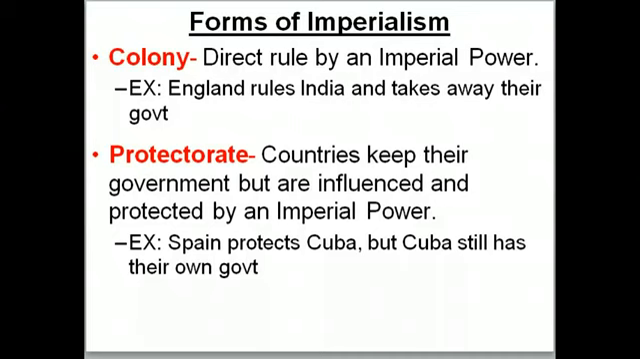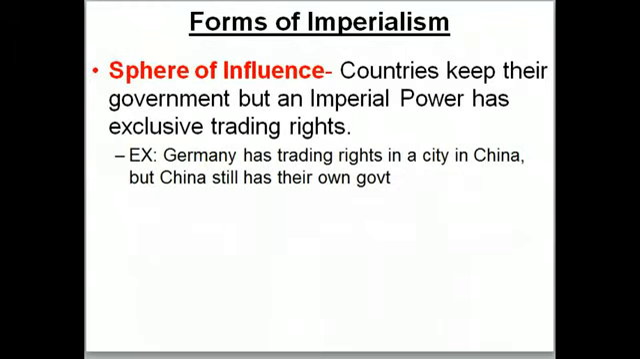Within a colony, we can have direct rule or we can have indirect rule. We'll look at that in class a little bit. But a protectorate is not a colony. We haven't taken them over. So, for example, Spain protects Cuba, but they don't own Cuba. And Cuba still has their own government until Spain is kicked out by the Americans, and the Americans form a protectorate of Cuba.